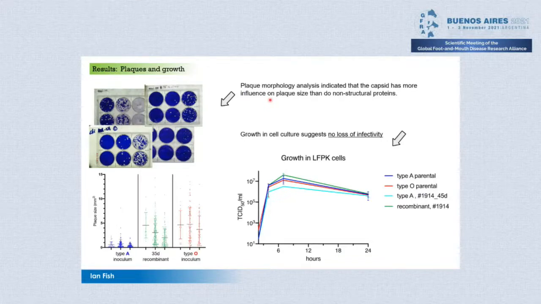Plaque morphology analysis indicated that the capsid probably has more influence on plaque sizes than do non-structural proteins. You can see the recombinant looked quite a bit more like the O than the A. And then looking at just regular growth in cell culture, the growths weren't that much different really at all between the different viruses, so we don't predict any loss of infectivity either.